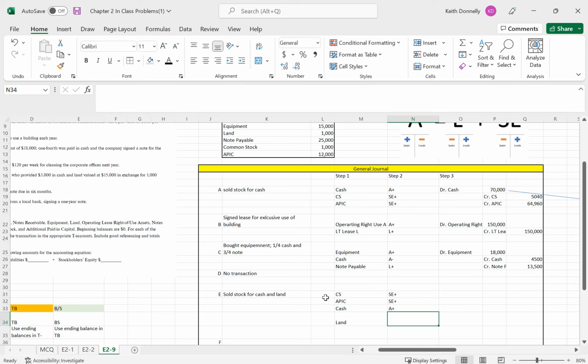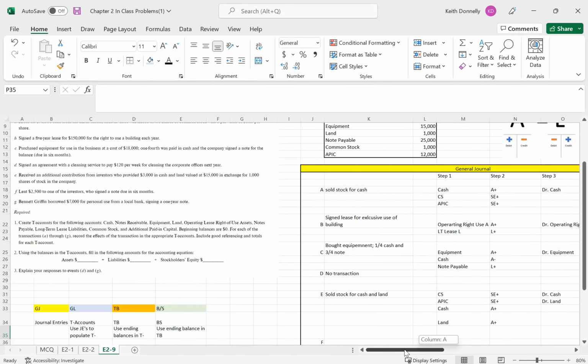Likewise, we sold them for cash. We now have more cash. We now have more land, right? So when we do the journal entry, we have to do our debits first, right? So like our asset pluses here, that's a debit. So they would come first. So we would do debit cash, debit land, credit common stock, credit APIC. And for the amounts here, let's look and see the numbers in E.